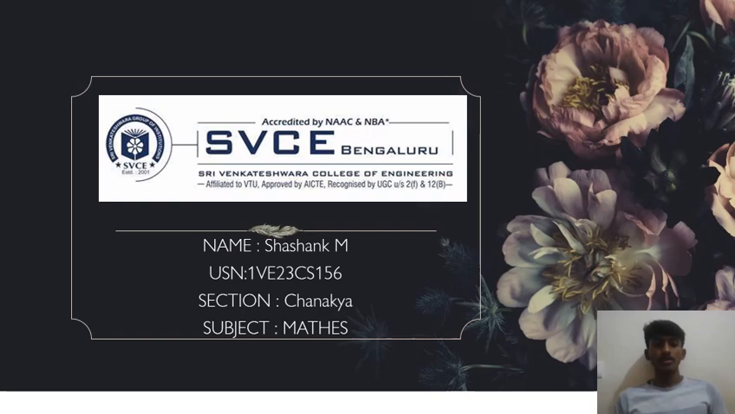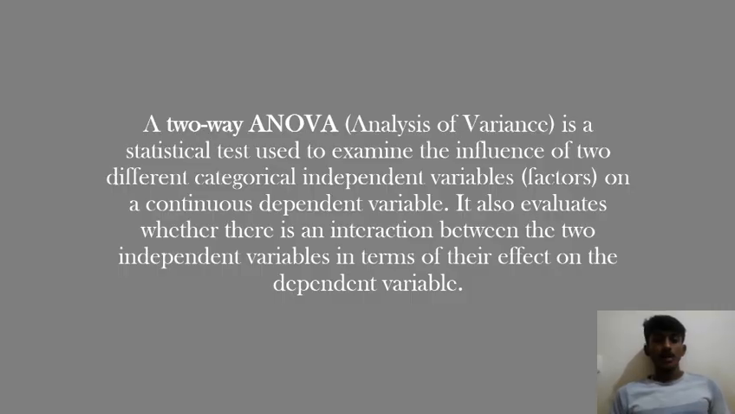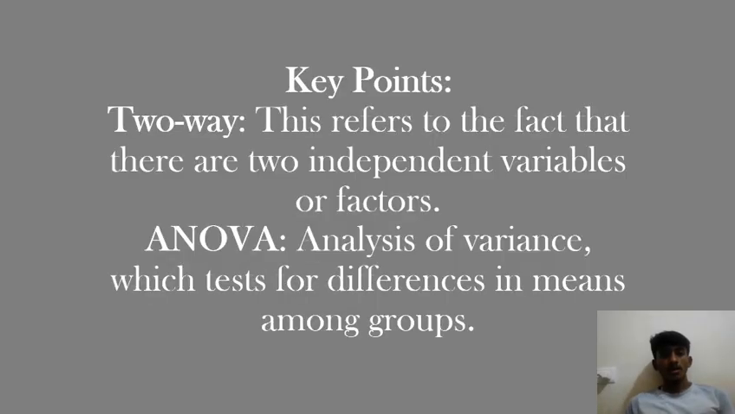Section Chanakya, subject Maths. And today my topic is two-way ANOVA. A two-way ANOVA is a statistical test used to examine the influence of two different categorical independent variables on a continuous dependent variable. It also evaluates whether there is an interaction between the two independent variables in terms of their effect on the dependent variable. Key points.